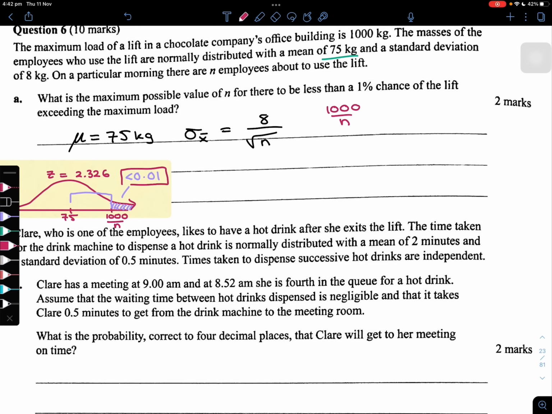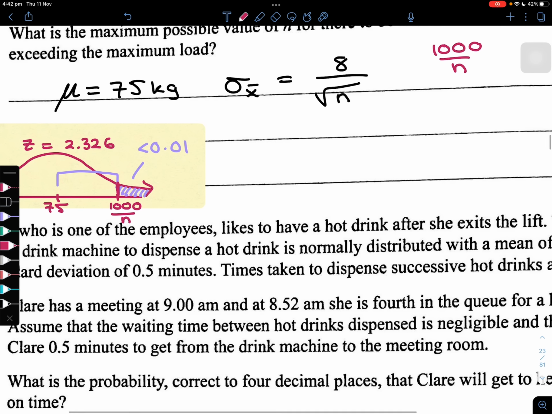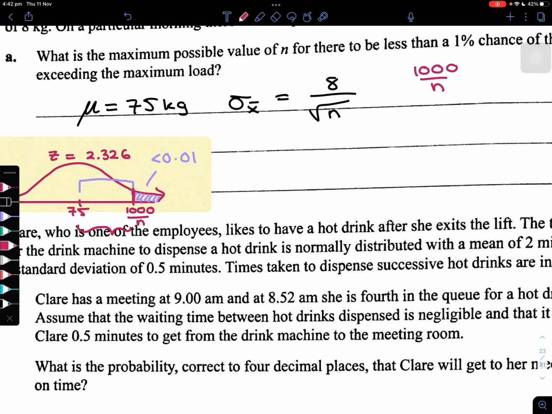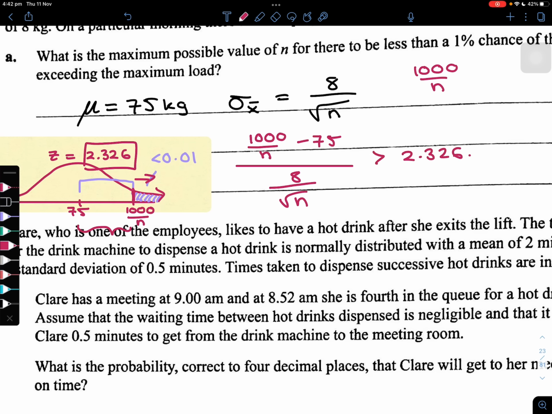Now, if we want this to be less than 1%, would we need to push this z-score outwards this way or leftwards? We would need to actually shrink this area, right? We want it to be less than 1%. So let's work out the z-score here. The way you work out the z-score is 1,000 on N minus 75 on our standard deviation. That's how to find that actual z-score, and we want to push it more to the right. So we want it to be bigger than that value.